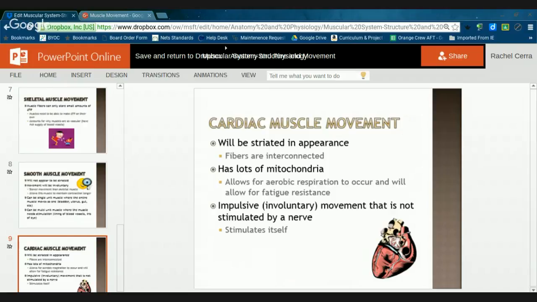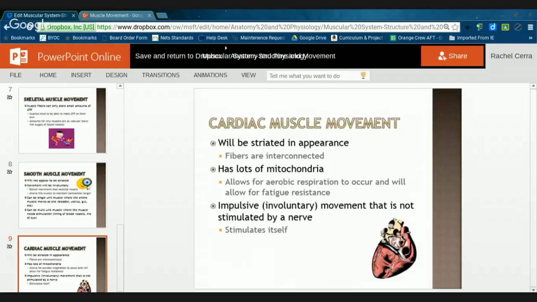This one is also going to be involuntary, which is a good thing. We wouldn't want to have to think about controlling our heart rate all the time. So it's not going to be stimulated by anything.